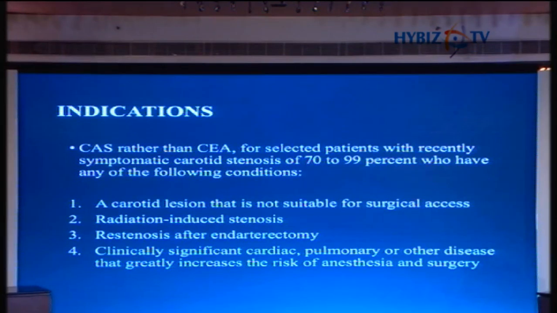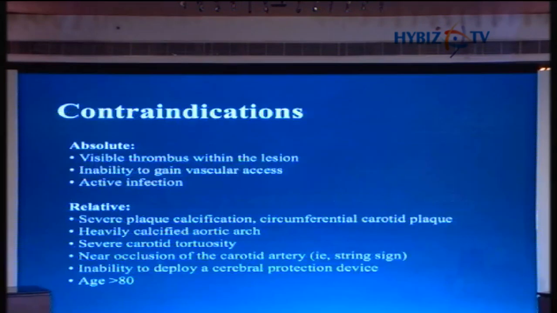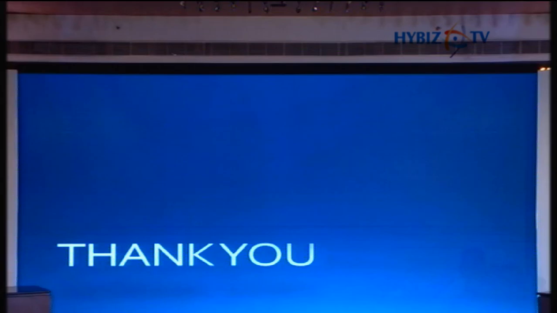So stenting is recommended only when the site is not suitable for surgical access, when there is a radiation-induced stenosis, restenosis after endarterectomy, or clinically significant comorbid conditions. These are the contraindications for stenting: a visible thrombus, inability to gain vascular access, active infection, and an older age group of more than 80 years. Thank you for your attention.